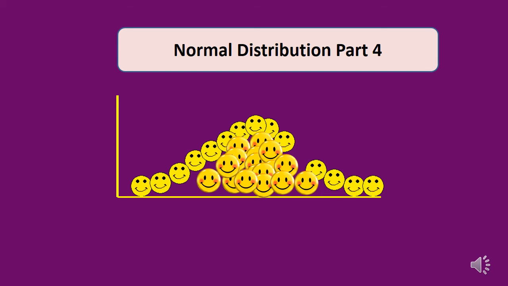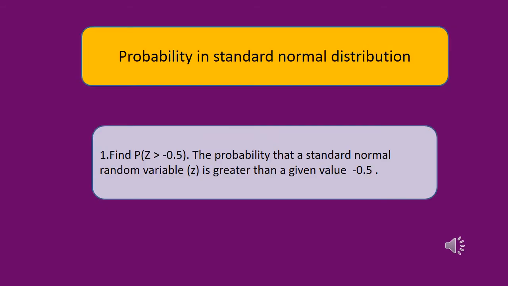Today we will go to normal distribution part 4. Earlier we have learned what is normal distribution and how we can convert a normal distribution into a standard normal distribution, or Z distribution. Today we will go to probability of standard normal distribution. Then we'll do the calculations about the probability in standard normal distribution.